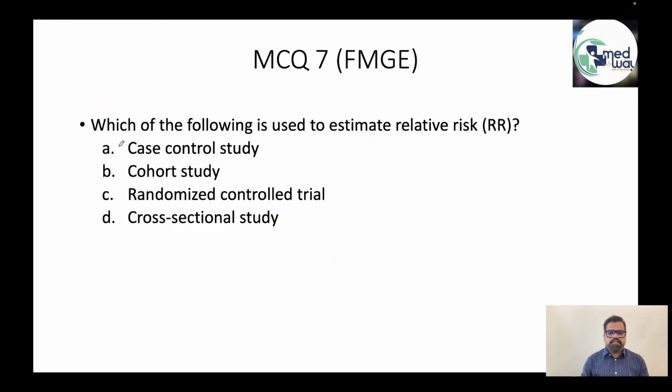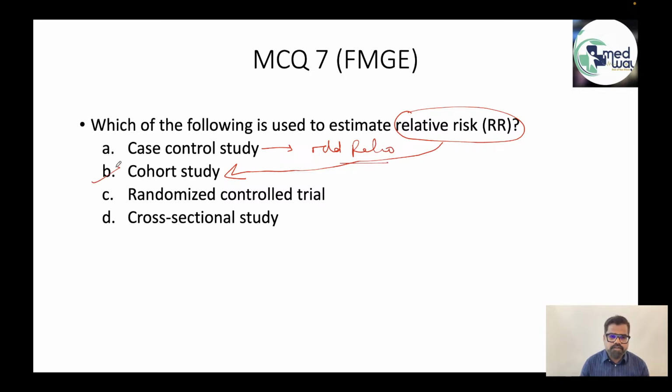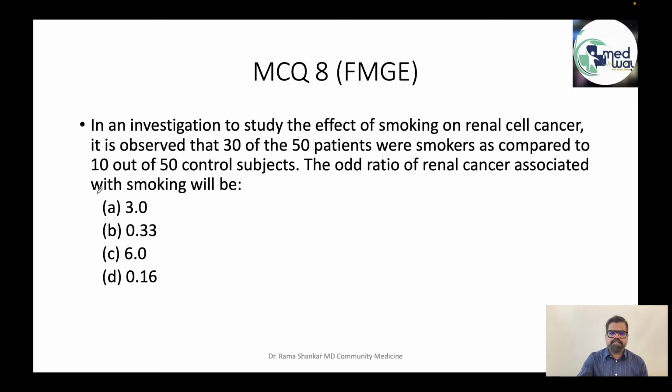Now, let's go to the next question. Which of the following is used to estimate relative risk? Please remember, relative risk is used for cohort study, right? In case control study, we use odds ratio. So in cohort study, we use relative risk. Okay. Now, this is a question on odds ratio.